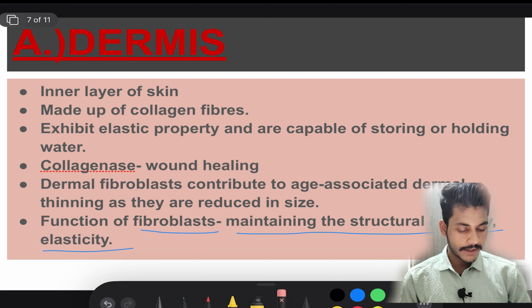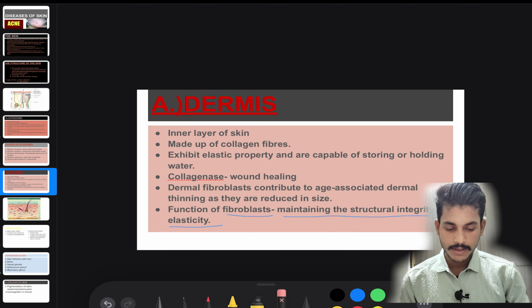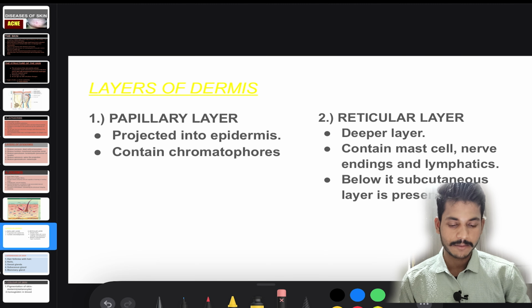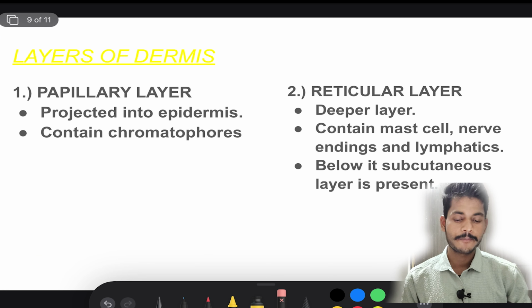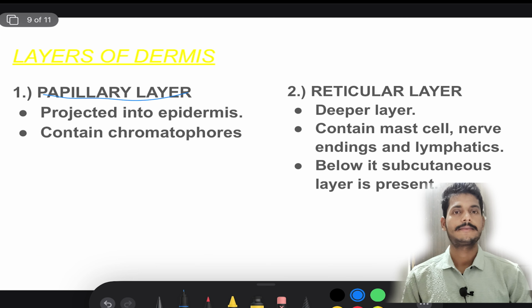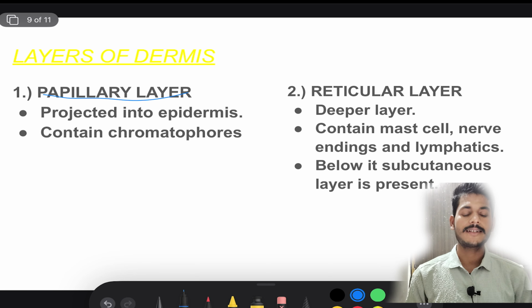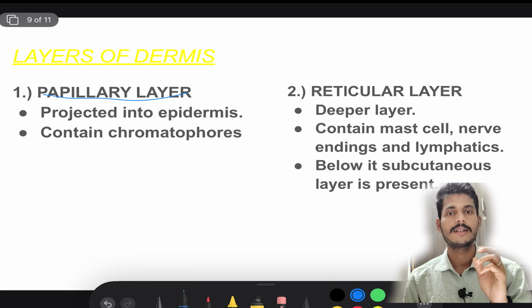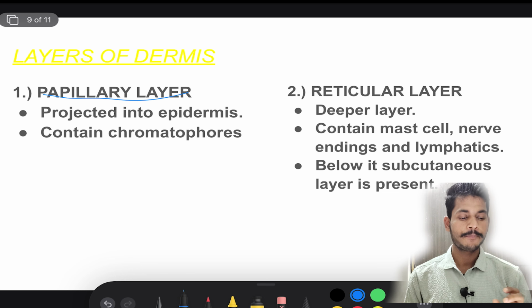Now let's move ahead and discuss the two layers of the dermis. The dermis consists of two layers. The first layer is called the papillary layer, and these papillary layers contain the chromatophore. Chromatophores are special vesicles which hold the chromatin substance, meaning the color imparting substance. Fine. And the next layer is the reticular layer.